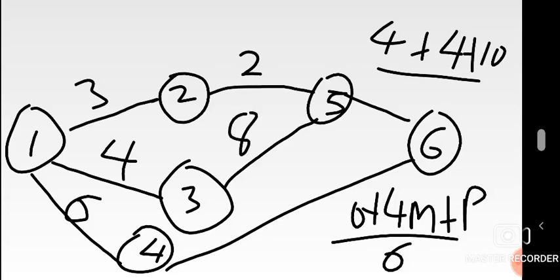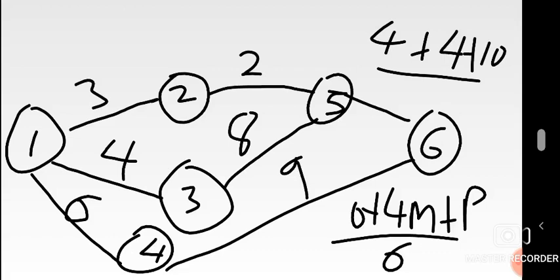We are moving. There's another route, 4 to 6. For 4 to 6 we have 3, 10, and 11. So 10 is the m value, so 10 by 4, 40. 40 plus 3, 43. 43 plus 11, 54. 54 divided by 6, 9. So 4 to 6 should be 9.